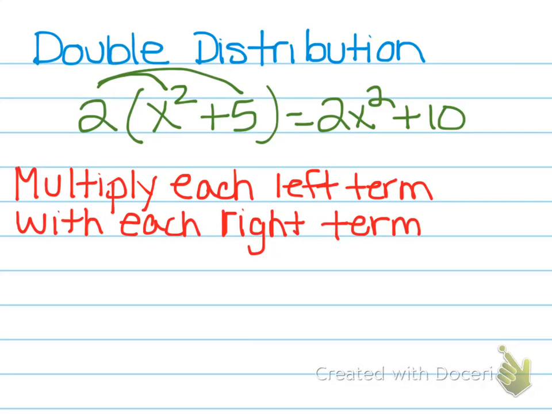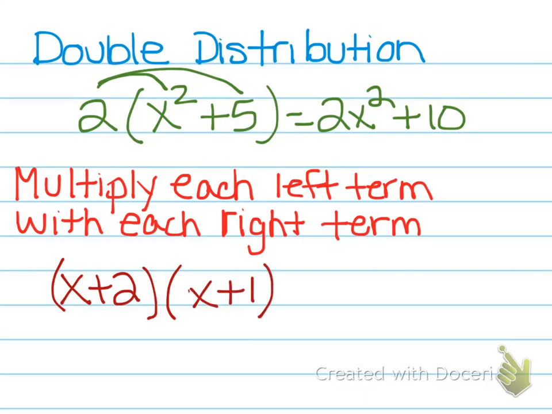For example, if you were given x plus 2 times x plus 1, this is where we would need to double distribute. I'm going to take each value on the left. I'm going to take x and multiply it by both x and 1, and then I'm going to take 2 and multiply it by both x and 1. Alright, so this is what it looks like.